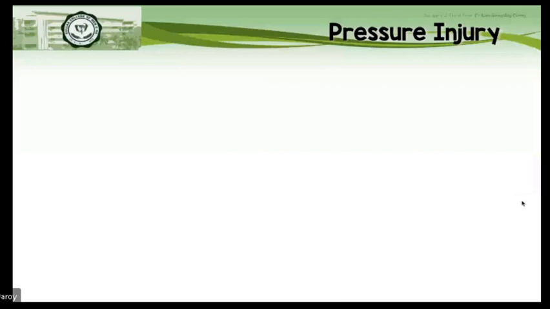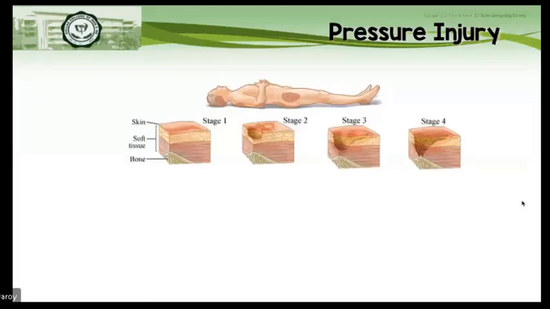Now, pressure injury occurs in four stages. The first is just erythema with intact skin. The second is partial thickness injury with blistering or exposure of the dermis. Stage 3 is where you have full thickness injury. And stage 4 is when your full thickness injury involves destruction of underlying muscle, bone, or tendons.